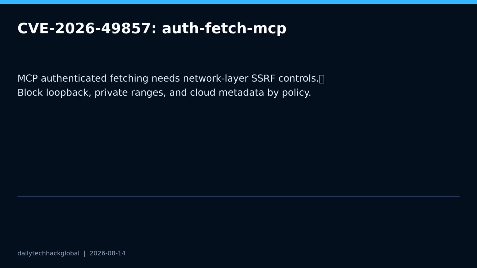Fourth, CVE-2026-49857 in auth-fetch-mcp version 3.0.1. NVD describes an SSRF protection bypass in an MCP server that lets AI assistants fetch authenticated web pages. The issue involves URL validation that can be bypassed, allowing requests toward private or loopback addresses under certain conditions.